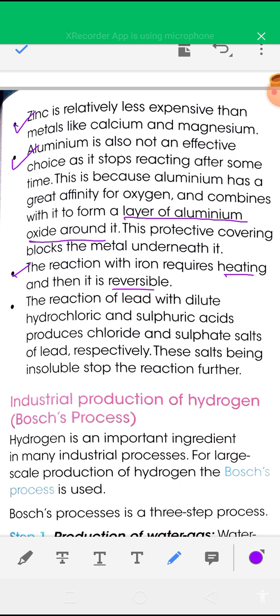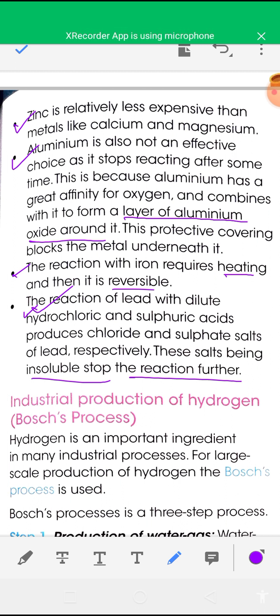Reaction of lead with dilute hydrochloric acid and sulfuric acid produces chloride and sulfate salts of lead respectively, and these salts, being insoluble, stop the reaction further. That is why lead is not used in laboratory preparation of hydrogen. So for zinc there are many advantages. That is why zinc is used in laboratory preparation of hydrogen.